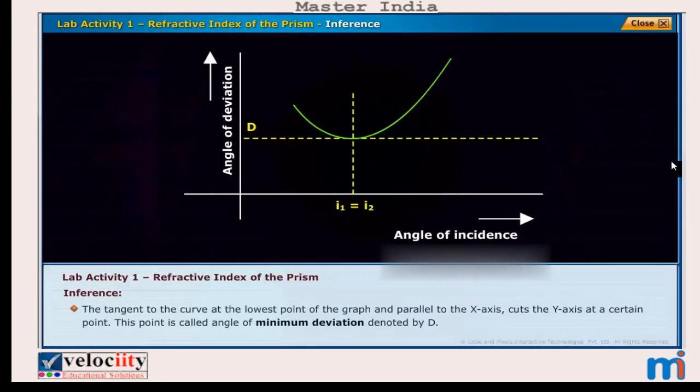The tangent to the curve at the lowest point of the graph and parallel to the x-axis cuts the y-axis at a certain point. This point is called angle of minimum deviation, denoted by D.